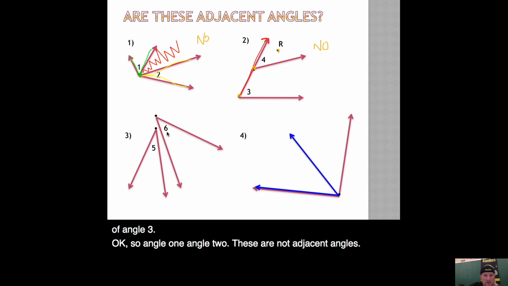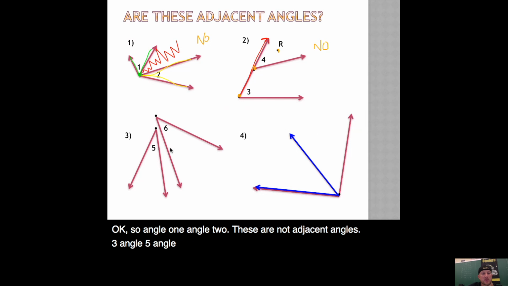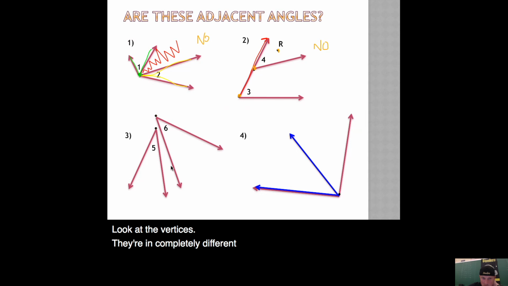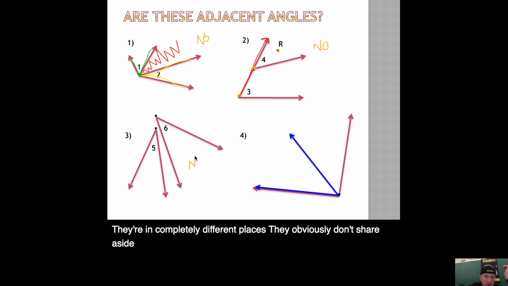Number 3, angle 5 and angle 6, are they adjacent? Now, look at the vertices. They're in completely different places. They obviously don't share a side either. These angles don't even touch, so they can't be adjacent.